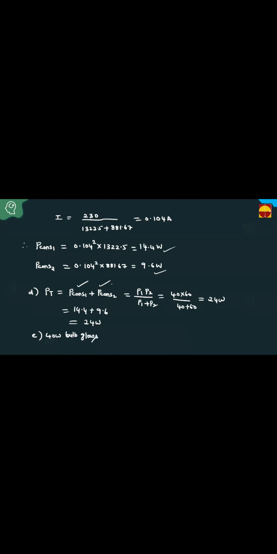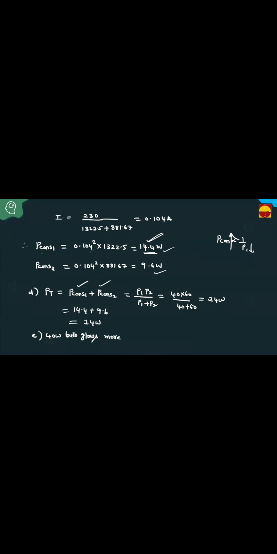Why, friends? It's very simple. You have to check it. For the 40 watt bulb, what is the power consumption? It is taking 14.4 watt of power. That's why it is brighter. Power consumption is inversely proportional to power rating. If the power rating is less, power consumption is more. The 40 watt bulb has more power consumption. That's why the 40 watt bulb glows brighter. The bulb which has the lower rating glows brighter in series connection.